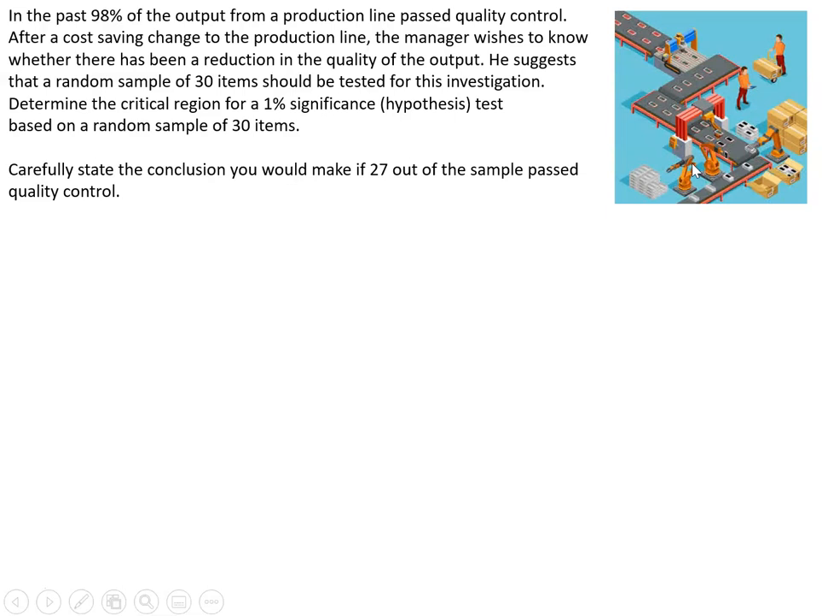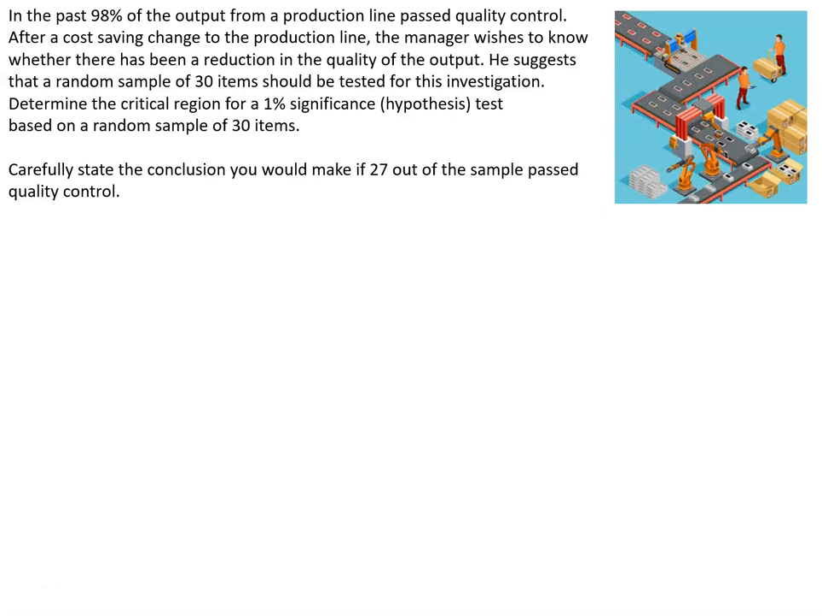As our first example, we're going to consider the case of a factory where in the past 98% of the output from a production line has passed quality control. After a cost-saving change to the production line, the manager wishes to know whether there has been a reduction in the quality of the output.